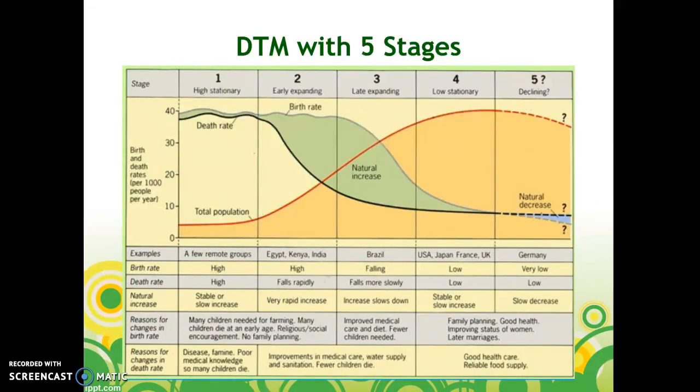Here's a demographic transition model with 5 stages. Everything is the same except this last 5th stage where we have a slow decrease. And you'll see that the 4th stage in this one, they're still saying that there's an increase. So it's a little bit different if you're looking at the different stages. We're going to focus more on a demographic transition model in class with the 5 stages instead of the 4.